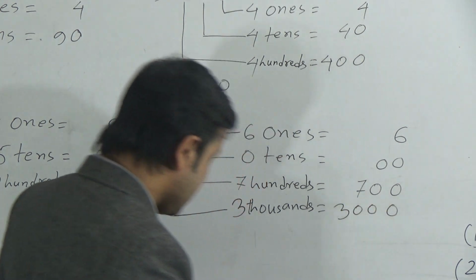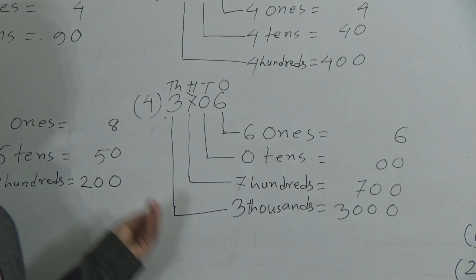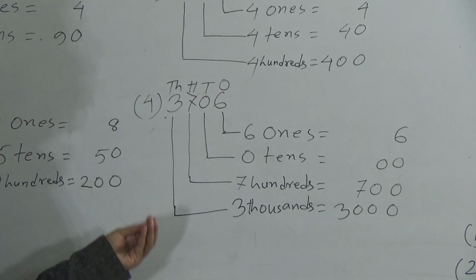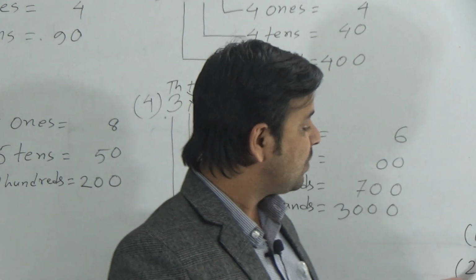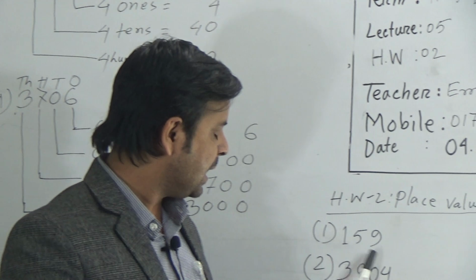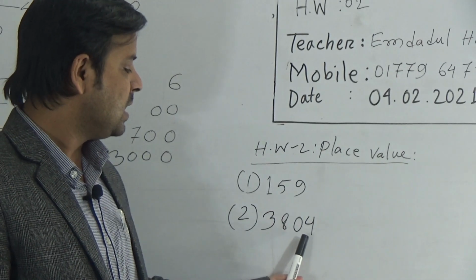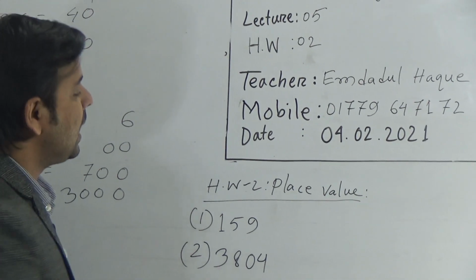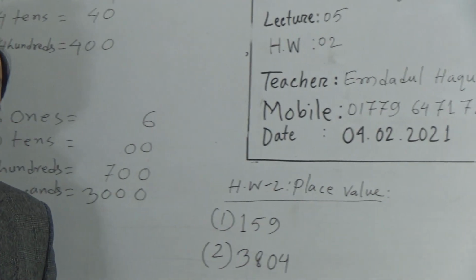Okay, dear students, I hope you have understood how to determine the place value of the digits in a number. Depending on today's lecture, you will solve these two questions. You will show the place value of the digits of the number 159 and the place value of the digits of the number 3804. Okay, dear students, solve these two questions as your homework and submit your homework on next Saturday.